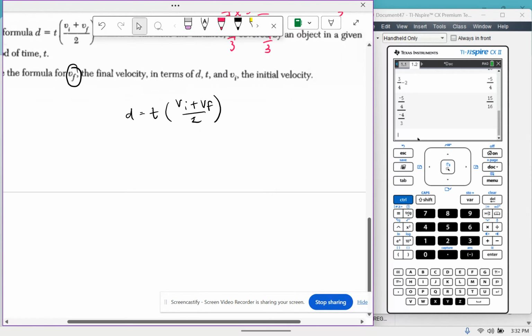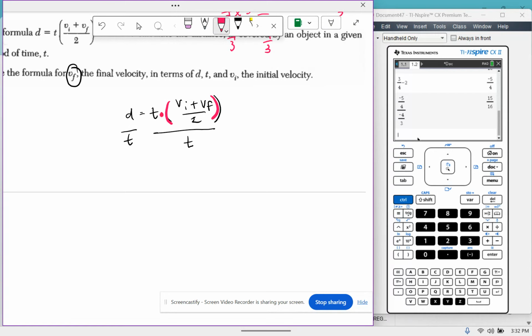So what I'm going to do here is divide both sides by T, because T and this parenthesis here have an operation of multiplication in between them, and I need to peel away each piece until I get to the meat and potatoes inside, the V sub F. So I'm going to divide both sides by T, and I have D over T equals V sub I plus V sub F over 2. Now I want to cancel that denominator of 2. So since I'm dividing by 2, I'm going to have to multiply both sides by 2, to get rid of the 2 there.